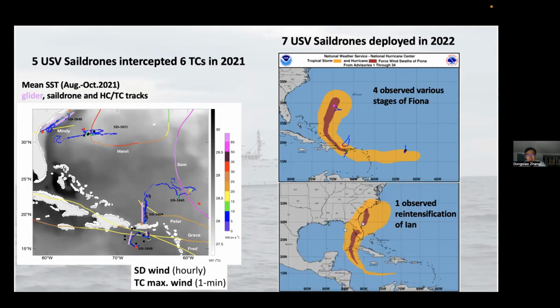Sam's eyewall. In 2022, 2 additional sail drones were deployed in the Gulf of Mexico. Although the number of storms was relatively low in the past season, 4 sail drones observed the different stages of Hurricane Fiona's development along the path. The trajectories of those sail drones show they were mobilized to intercept the storm following the forecast tracks. Another sail drone east of Florida observed the re-intensification of Hurricane Ian after passing over the land.